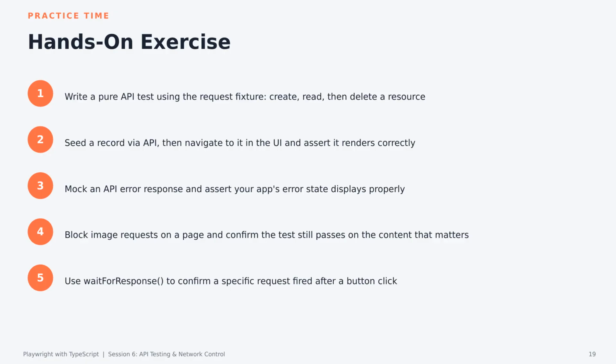Your turn. Five things. One: write a pure API test using the request fixture. Create a resource, read it back, then delete it. Two: seed a record through the API, then navigate to it in the UI and assert it renders correctly. Three: mock an API error response and assert that your application's error state actually displays properly. Four: block image requests on a page and confirm the test still passes on the content that actually matters. Five: use waitForResponse to confirm a specific request fired after a button click.